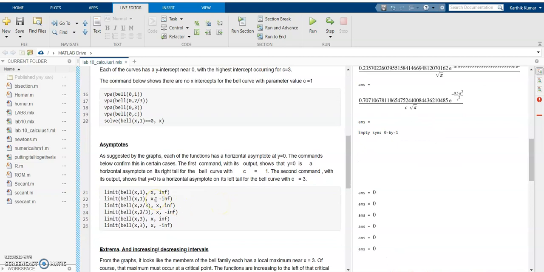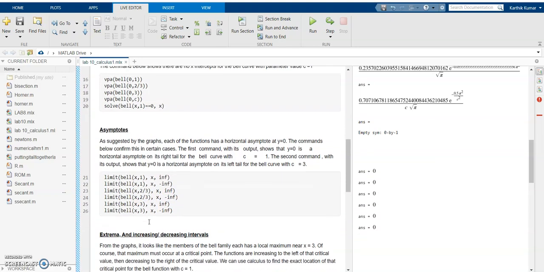For that, what I do is I apply limits for the bell function for x tending to positive infinity and negative infinity. So that's what I'm doing here. Limit of the bell function for c is equal to 1 for the variable x to positive infinity, and the same for negative infinity. And then the limit of bell function x comma 2 over 3. Here c is 2 over 3 for x on both positive and negative infinity, and I'm repeating the same thing for x is equal to 3.